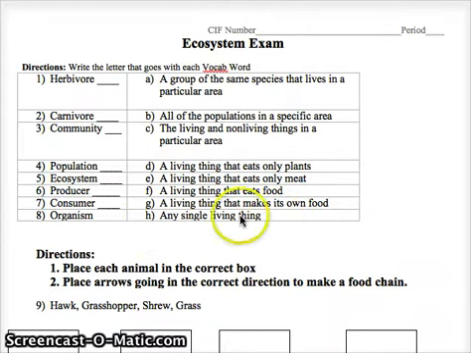Use these definitions here and figure out which letter goes with which of your vocab terms. Pause the video, answer these questions, and then press play.